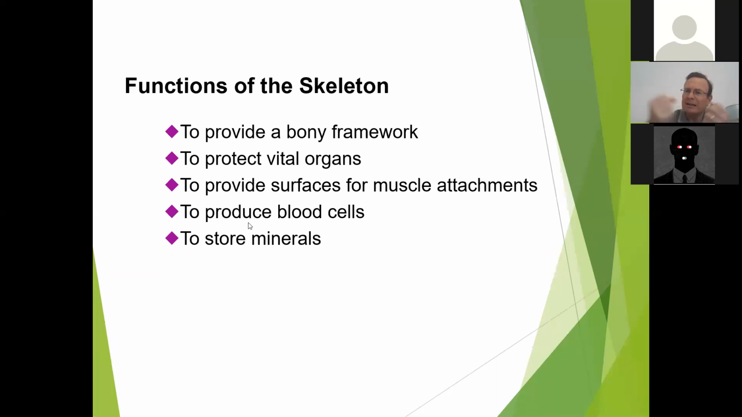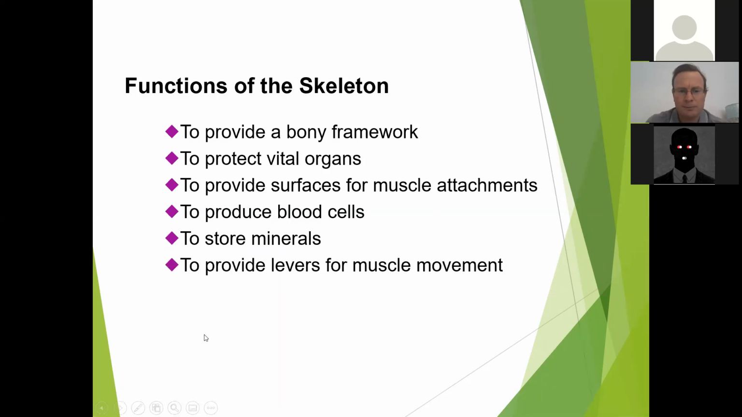When the body needs minerals, it takes them out of the bone. So it's important that diet includes a range of minerals and nutrients to give our bones these essential parts. So we provide a bony framework, protect vital organs, provide a surface for muscle attachments, produce blood cells, that's red blood cells, and white blood cells come out of the same place, and store minerals.